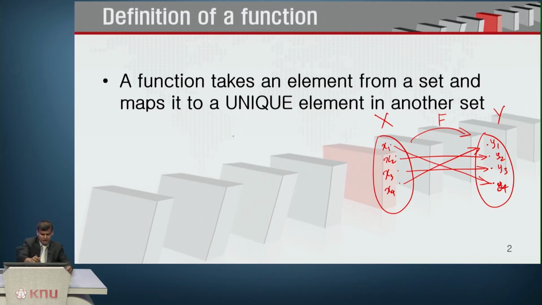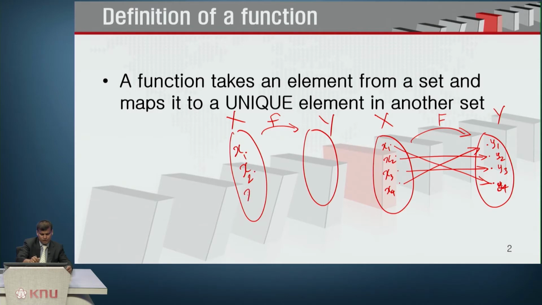For example, if you have again x and y, and suppose you have a function here, again you have x1, x2, x3, y1, y2, y3. It is okay if two elements of the same set x are pointing to one element of y. It will still be fine, but there should not be two arrows coming out of the same element of the set x. I will show you some examples to show what are functions and what are not functions.